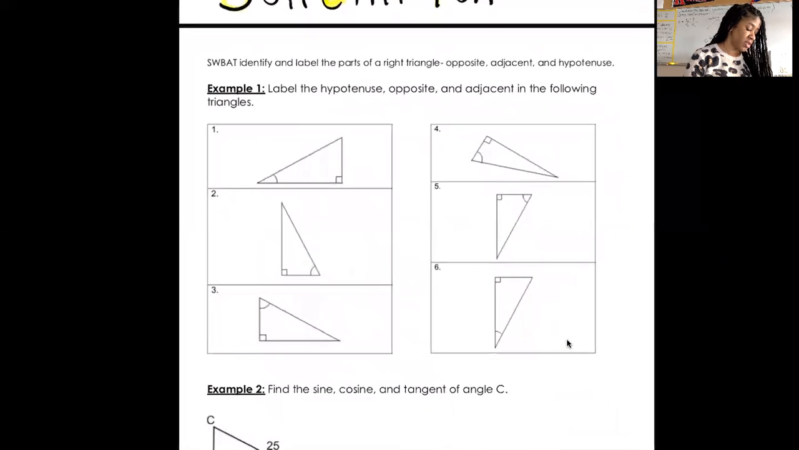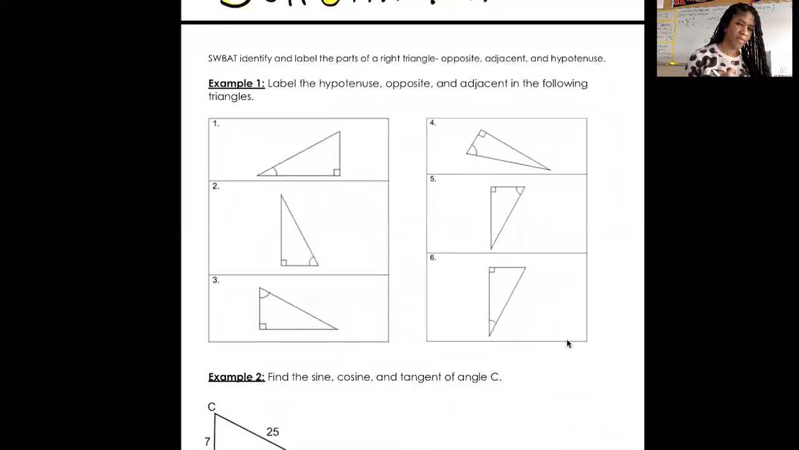So today we're going to do just a really low level introduction to trigonometry. We're going to be really focusing on just labeling the parts of the triangle, okay? So for example 1, it's stating label the hypotenuse, the opposite, and the adjacent in the following triangles. So I like to start with the hypotenuse. That's the easiest to find, and that's the one we have the most experience with because we learned that last semester. So remember, right across from the right angle, that's the hypotenuse.